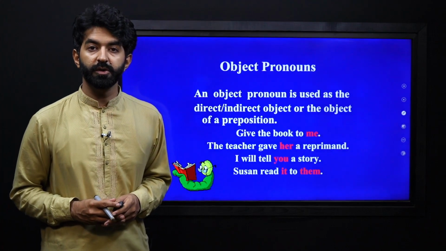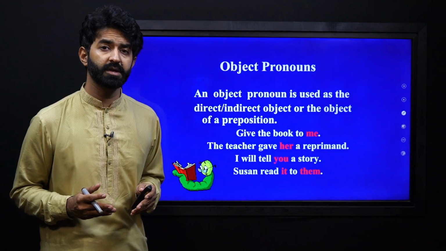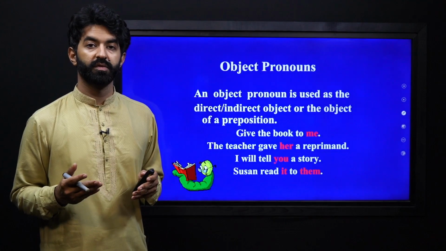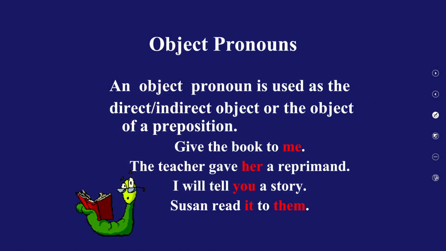Let's talk about object pronouns. Similarly, when we replace the object, the name, with a pronoun, we call it an object pronoun. Let's see the definition and how it's used. An object pronoun is used as the direct or indirect object or the object of a preposition. "Give the book to me." Instead of naming yourself, obviously you use the pronoun. Here "me" is the object.